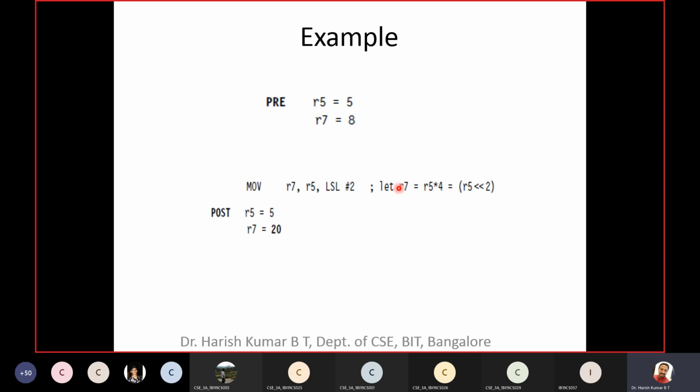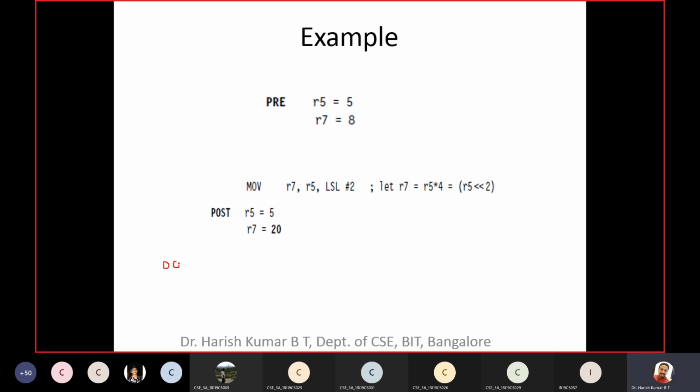So now R7, the destination register, is going to get something like this: the content of the register R5, that is 5 into 4, since you're shifting it two times. Let me take a pen. So 5 is the value. Now how is 5 written in binary? Strictly speaking, you have to write it using 32 bits, because when you assign this 5 to the register R5, it gets sign extended to 32 bits. Let me write 32 bits.